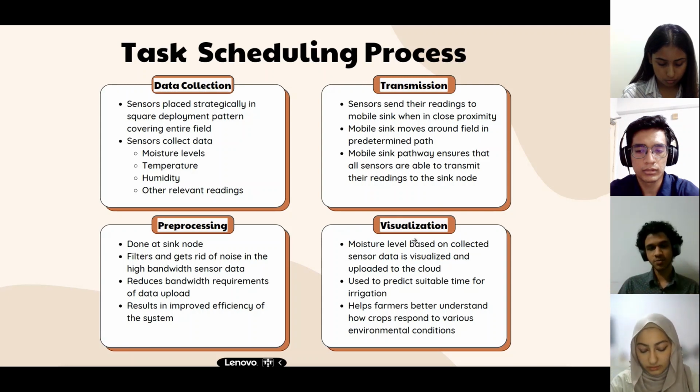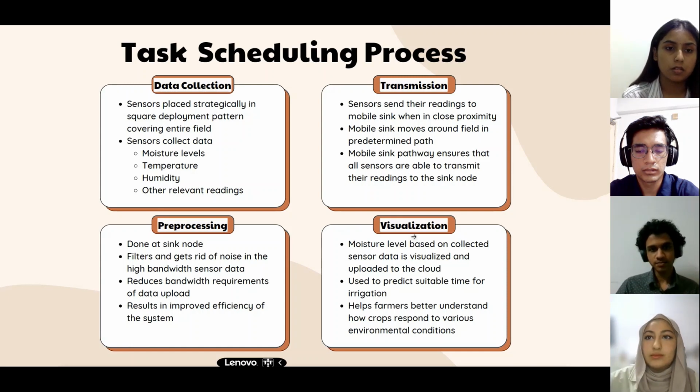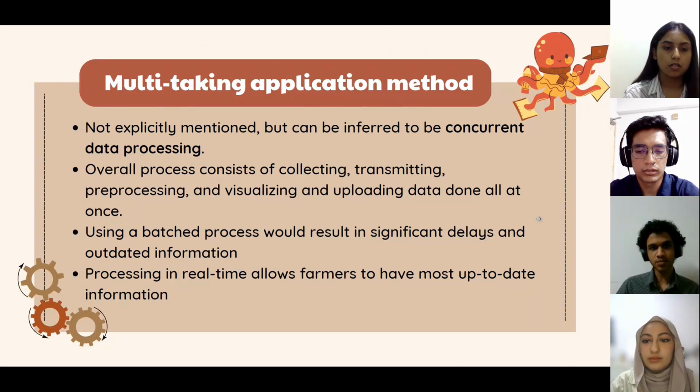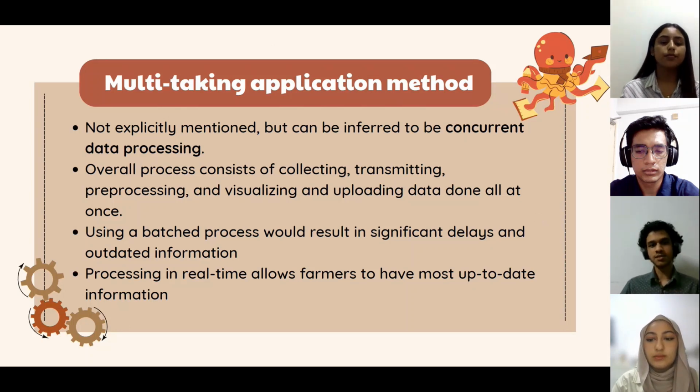Just what I described so far, these are all the processes that occur throughout this whole system. So the data collection, the transmission, the pre-processing, as well as the visualization, will all be happening when the sensor nodes are close to the mobile sink. Then it will be happening in real time. So when the mobile sink moves away from a sensor, it pretty much becomes inactive. So next, we can move on to the next slide to discuss the multitasking application method of this.